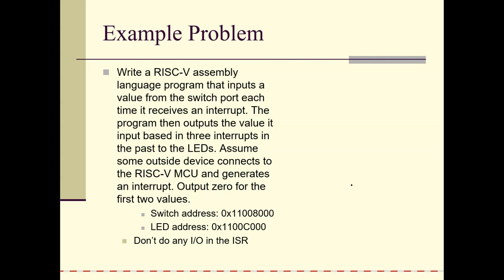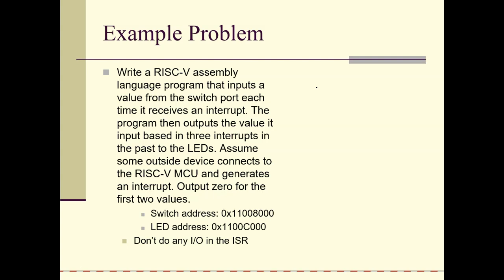So this problem says that every time I get an interrupt, I'm going to read a value from the switches, and then I'm going to output the value that I read 3 times ago to the LEDs. Now the issue is that I have to remember those other values, and that's the key to this problem. I get an interrupt, read the switches, write the LEDs, but I'm writing the value that I received 2 interrupts ago.